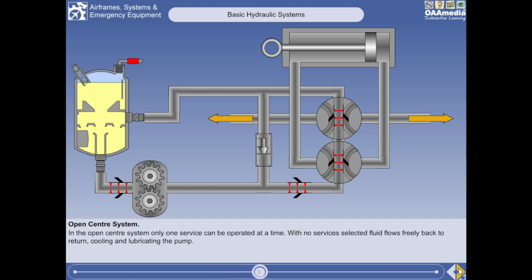If this service doesn't require fluid, then this valve will also be in the position as shown, and again the fluid will flow through the central port. This can continue for as many valves as required. When the fluid passes through the last valve in the sequence, it returns to the reservoir. This allows the engine-driven pump to run in an off-loaded condition, as little pressure is generated, but there is still a flow of oil through the pump to cool and lubricate it.